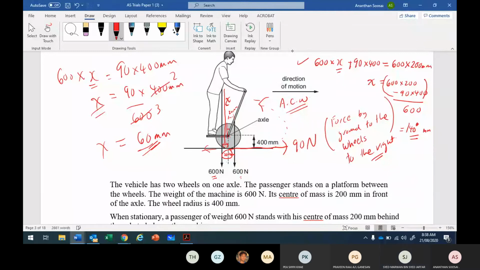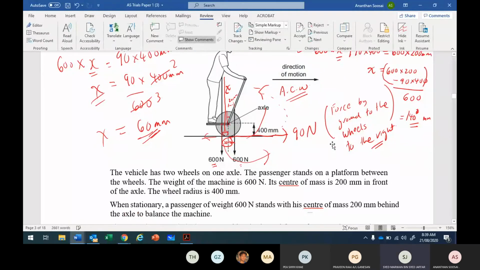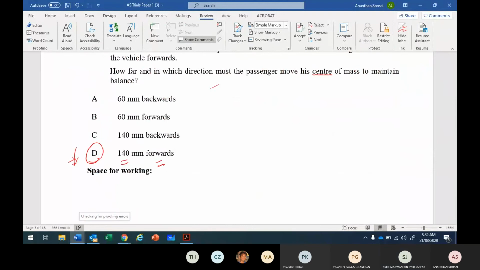Both the weight in the new position and the 90 give an anti-clockwise moment, which should be equal to the 600 times 200. So the new position x is found to be 140 mm. So he must move forward by 60. Yeah, correct. Sorry, so it should be B. 60 mm forwards. The answer is B.